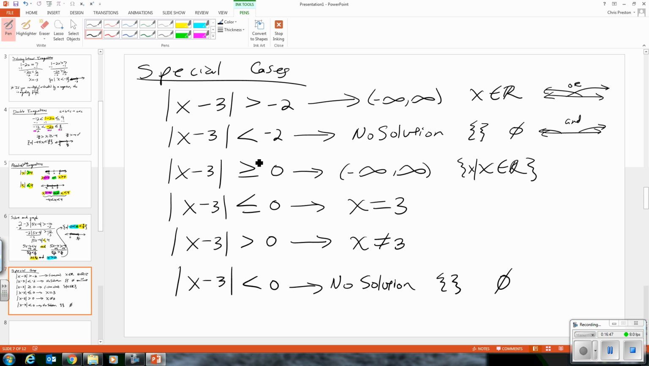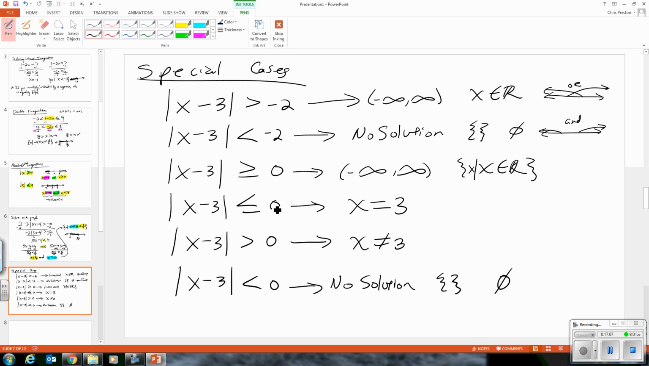This one, well, you can get 0 if you put 3 in there. That would give you 0, so it could equal 0. And then no matter what other number you plug in here, you're always going to get something that's positive. A positive number is always bigger than 0. So no matter what you plug in here, it's always going to be at least 0, and then most of the time it's going to be bigger than 0. So again, all real numbers.